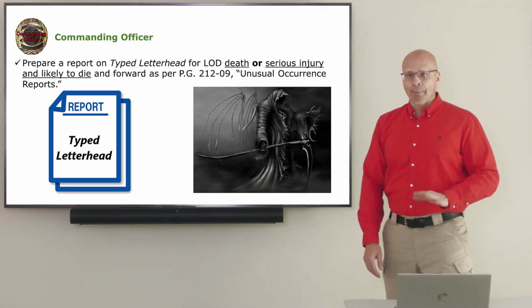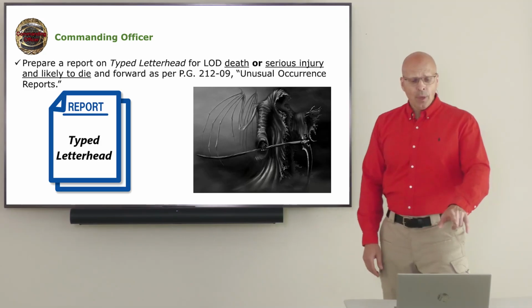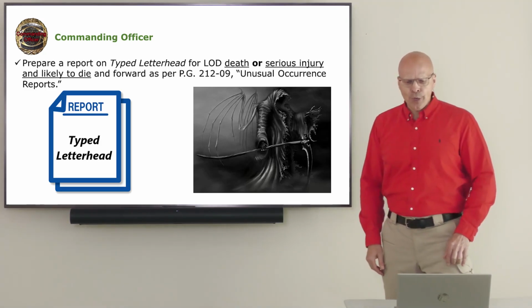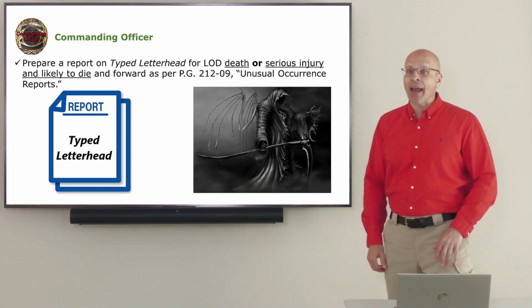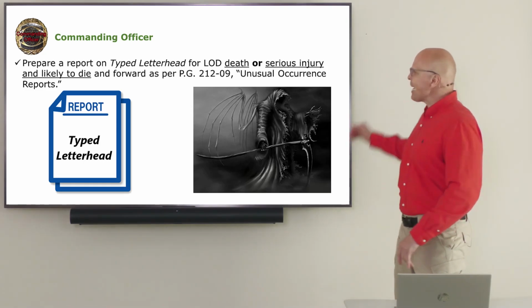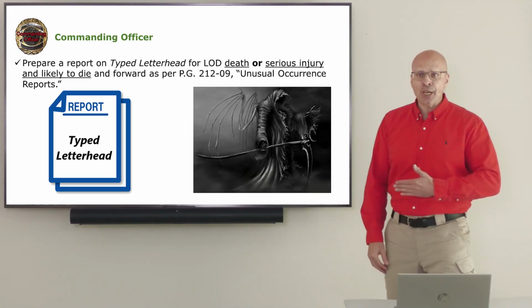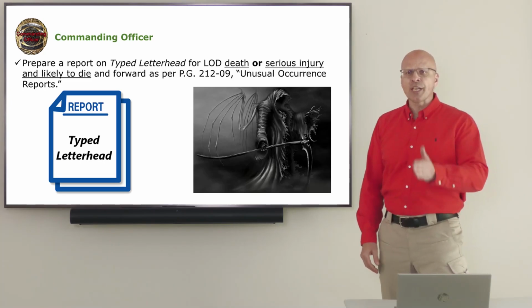And another report might be prepared, but this report is written to the chief of patrol. The commanding officer will prepare a report on typed letterhead for a line of duty death, or serious injury likely to die, very serious incidents, as per PG 212-09, unusual occurrence reports. And in that procedure, it is being written to the chief of patrol. It's the chief of patrol's need to know.